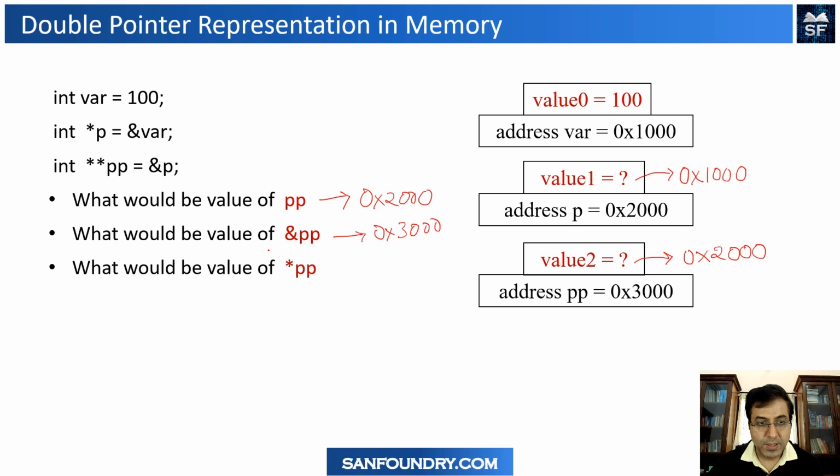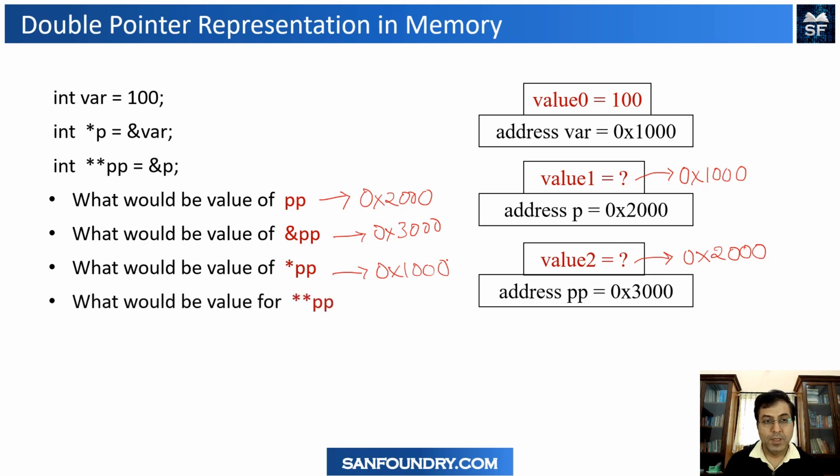Hexadecimal 1000, isn't it? So you go ahead and read, right? Now comes the interesting part: star PP. So we have already done half of our work. With star PP, we have hexadecimal 1000.